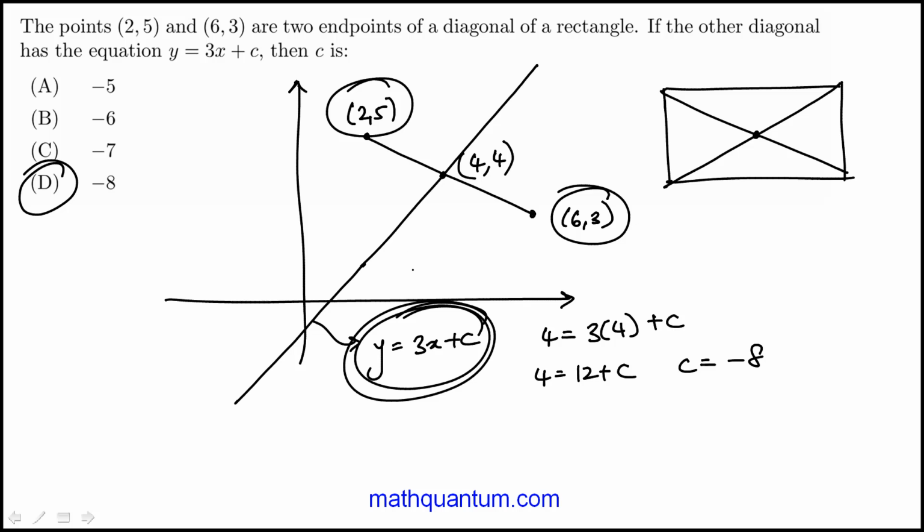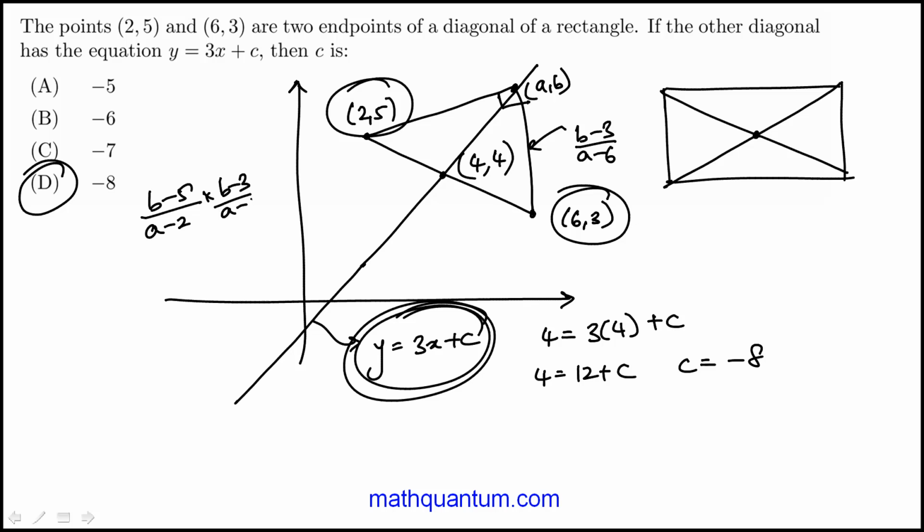Of course, when I first attempted it, I was spending time saying, well, let's say this point is (A, B). Then I know that these two connected would be 90 degrees. So the slope here would be (B minus 5) over (A minus 2), and the slope of that line would be (B minus 3) over (A minus 6). And their product must be equal to minus 1. And obviously this would be a mess, because that doesn't even get me to C.